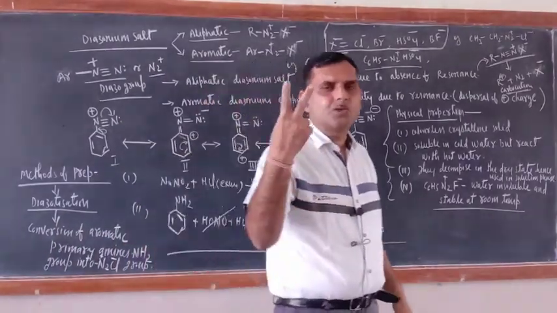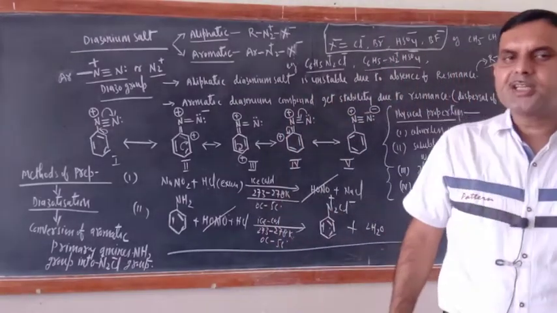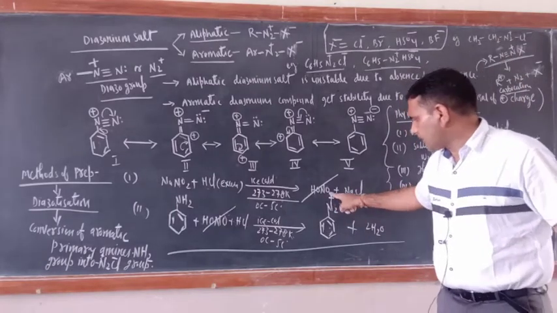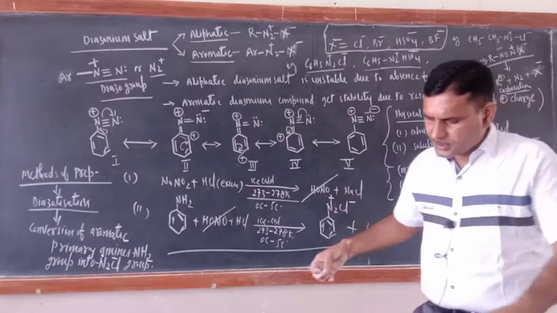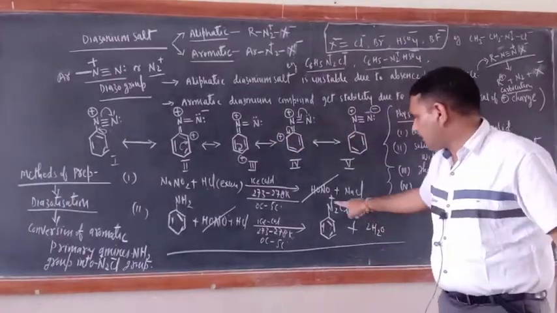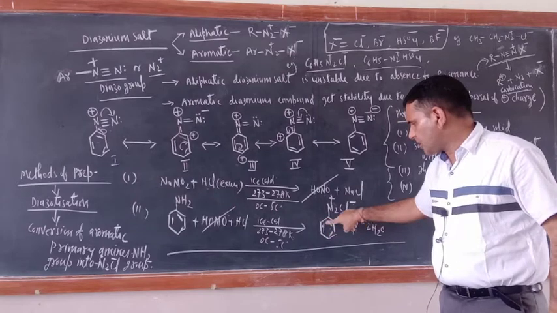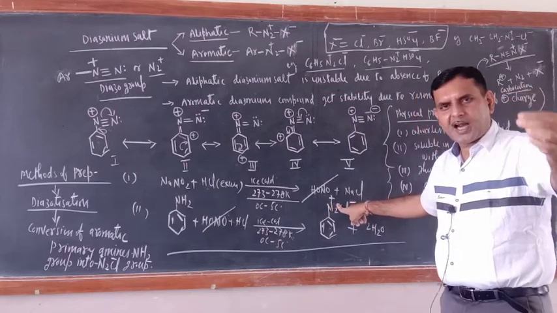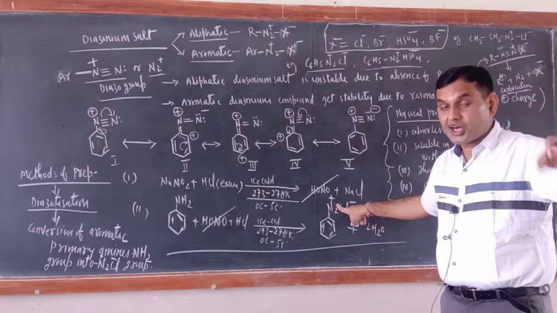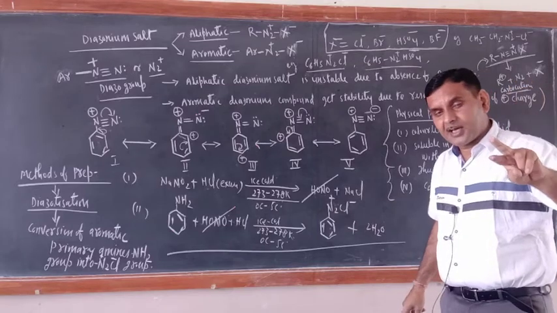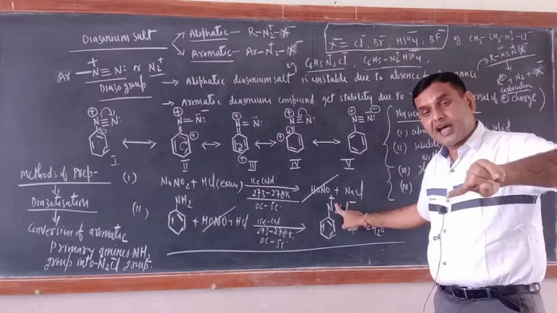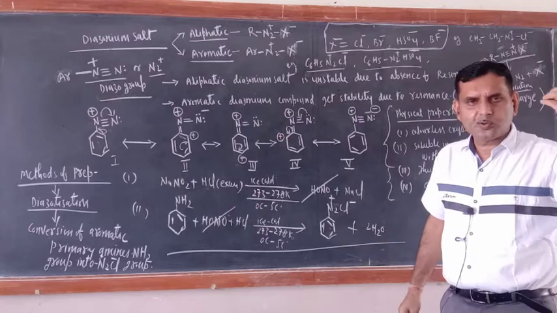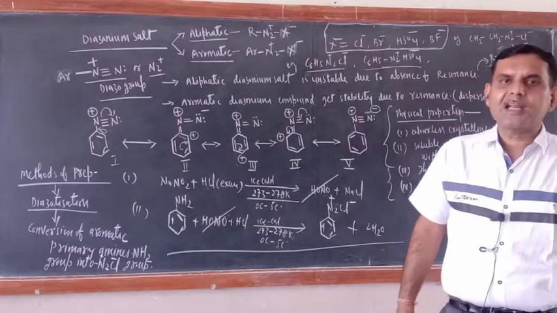Now chemical properties. Two types of reactions are there. One is the reaction in which the N2 group is displaced, the N2 group is evolved, while the benzene ring remains intact. The second is where N2 remains intact and only the benzene ring takes part. Only one reaction is there where the benzene ring takes part, that is known as the coupling reaction.